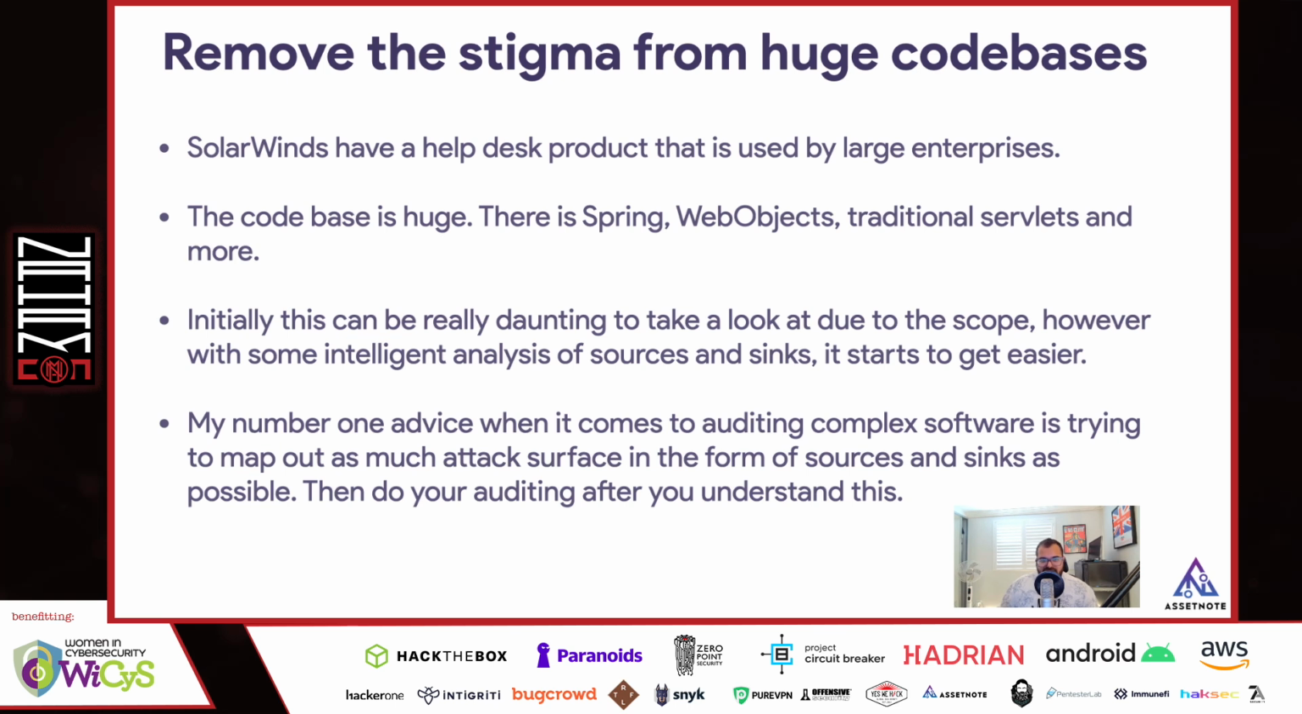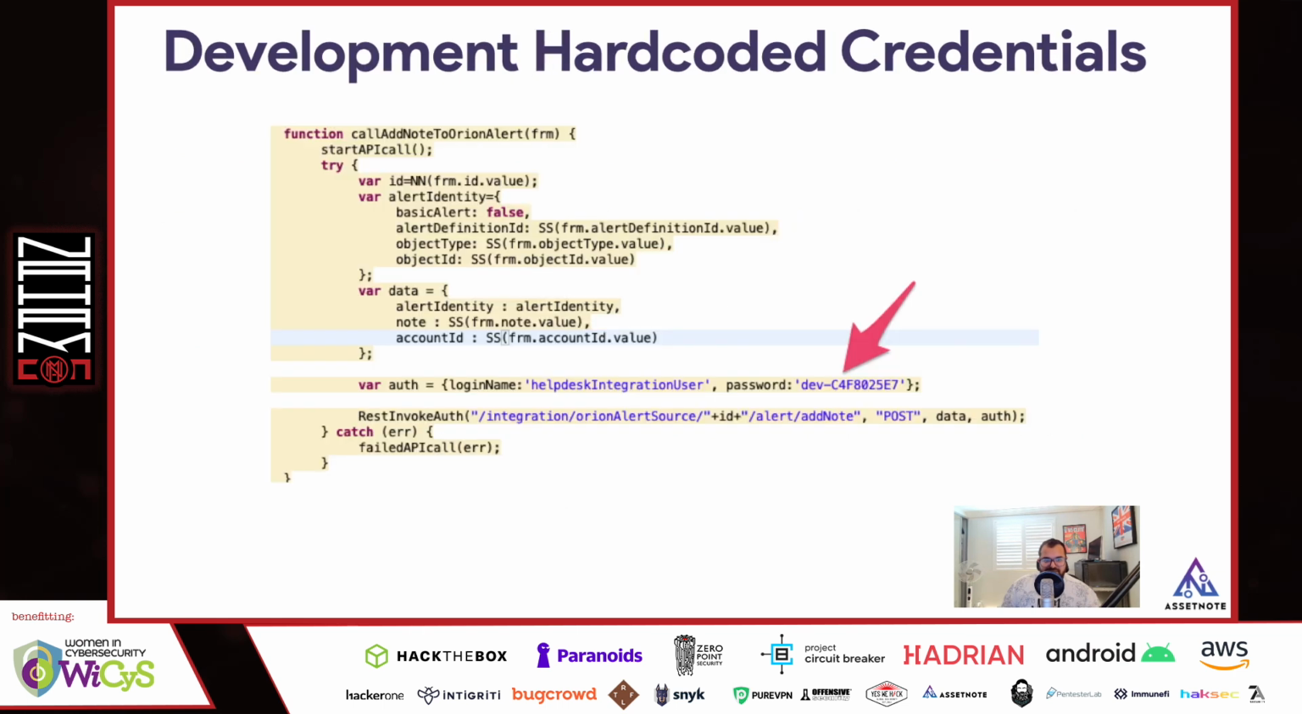One of the things I want to quickly talk about is removing the stigma from huge code bases. SolarWinds have this help desk product that is used by large enterprises, and the code base is absolutely huge. There's Spring, WebObjects, traditional servlets, all sorts of different things going on. Initially it can be really daunting to look at because of the scope. However, with some intelligent analysis of sources and sinks, it starts to get easier. My number one advice when it comes to auditing complex software is to map out as much of the attack surface as possible in the form of sources and sinks, and then do your auditing after you understand this.